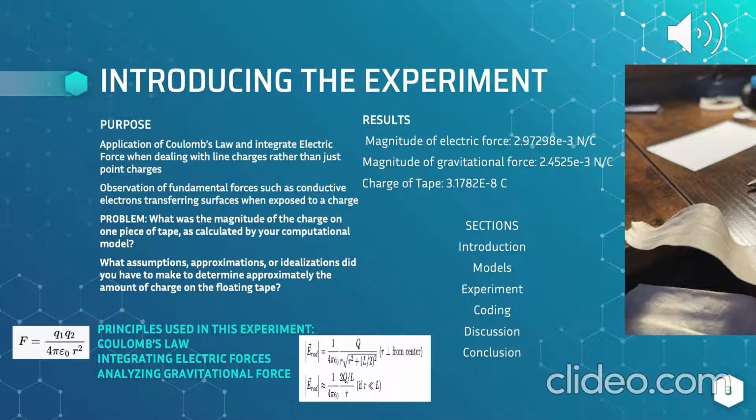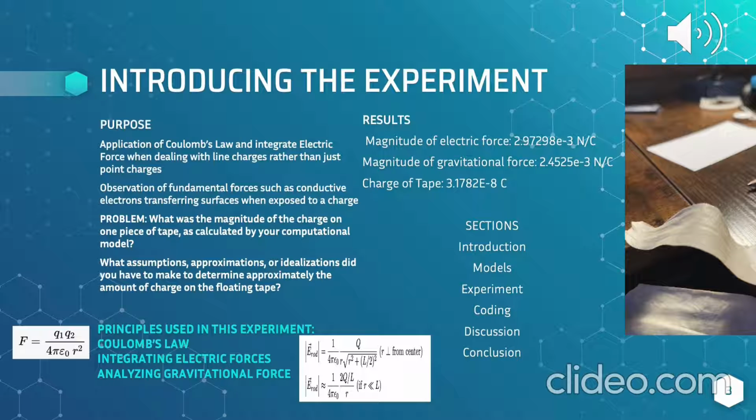The problems we are asked to figure out in this experiment are: what is the magnitude of the charge of one piece of tape as calculated by a computational model, and what assumptions do we have to make in order to reach said charge? The principles used in this experiment are Coulomb's law, just as we used in Lab 1, but also the electric field equations when integrating electric forces, and we also analyze gravitational force.